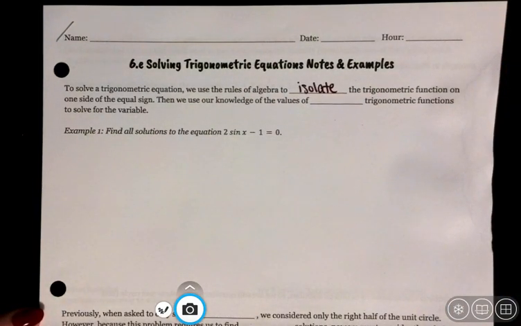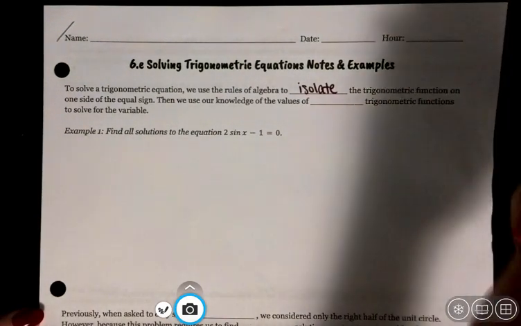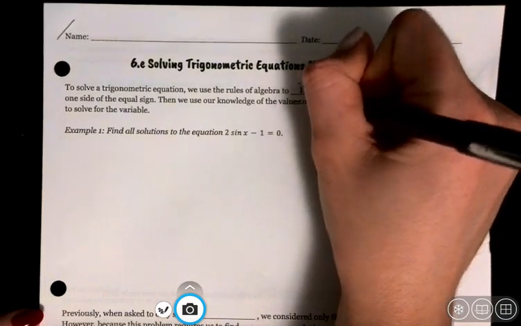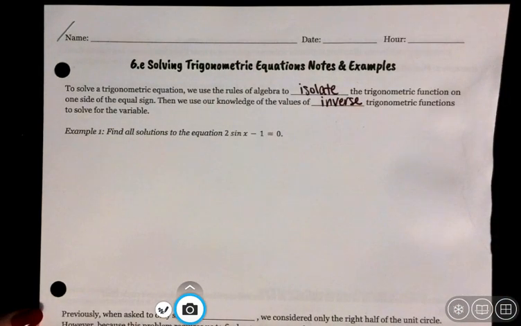So to solve a trigonometric equation, we use the rules of algebra to isolate the trigonometric function on one side of the equal sign. Then we use our knowledge of the values of inverse trigonometric functions to solve for the variable.